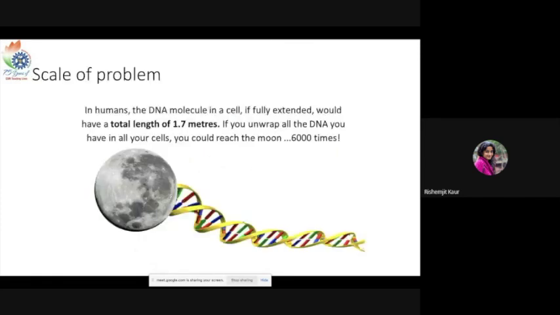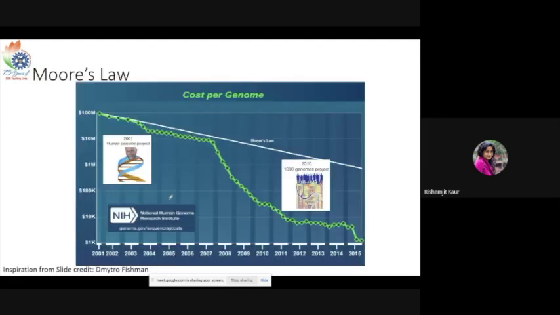So the purpose here is to understand the scale of the problem we have, the kind of data sets that we are dealing with. In humans, the DNA molecule in a cell, it is said, if we fully extend it, would have a total length of 1.7 meters. And if we unwrap all the DNA that you have in your cells, you could reach the moon about 6,000 times. So that's the kind of data that we are dealing with here. That's the kind of data that humans cannot go through manually. So we need to have machine learning algorithms, we need to have computational capabilities there.